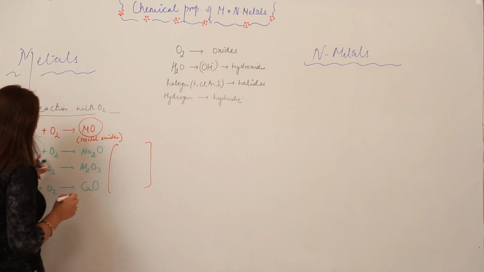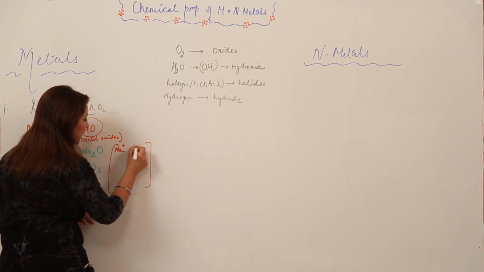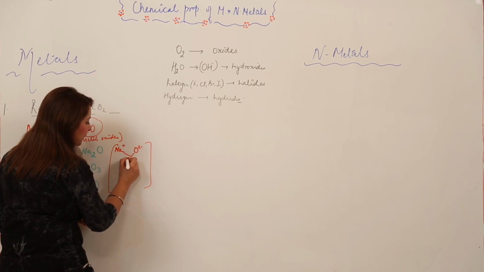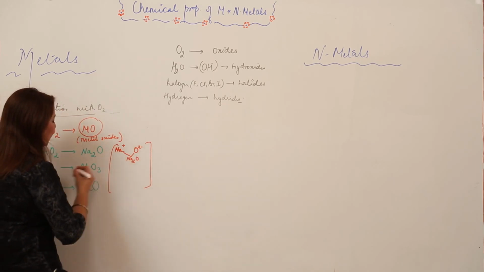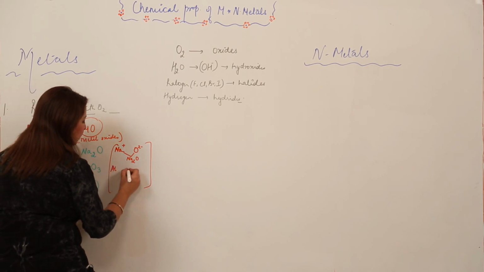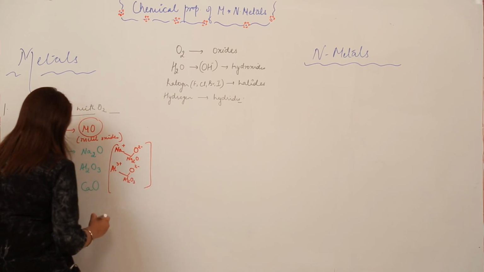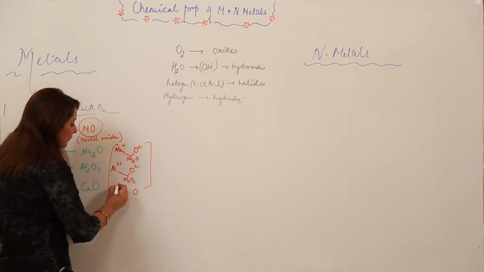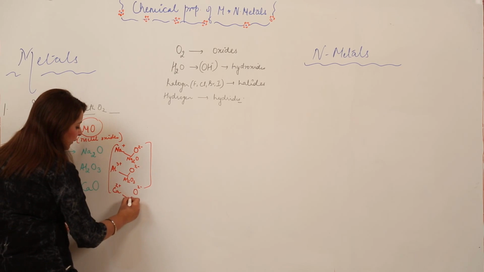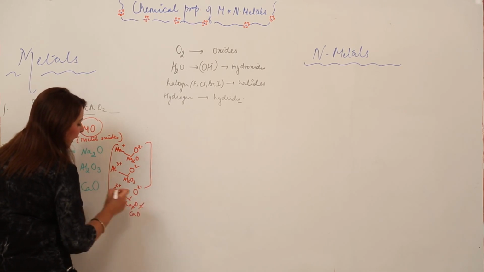When I was combining sodium with oxygen, I wrote sodium and oxygen with their valencies, then I interchanged them, so it became Na2O. Similarly, when I reacted aluminium with oxygen, with valencies 3 positive and 2 negative, I interchanged them and we get Al2O3. Similarly, when I combined calcium with oxygen, I took calcium and oxygen, interchanged the valencies, and because they are both 2, we simplify it and we get CaO.